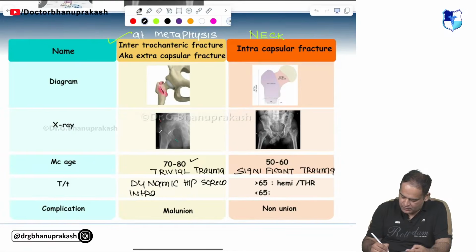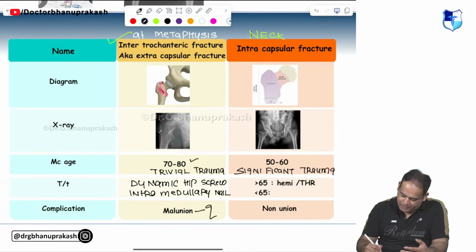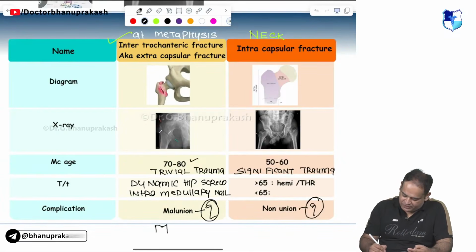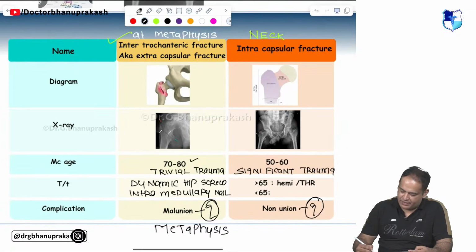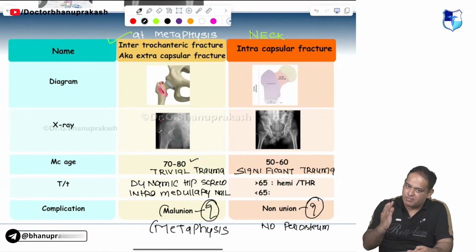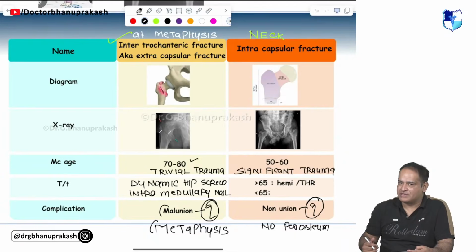or intramedullary nail. Now, intracapsular treatment we'll read on the next page, but you must remember that extracapsular complication is malunion because the fracture occurs at metaphysis, and intracapsular complication is non-union because there is no periosteum. So M for metaphysis, M for malunion. N for non-union because N for no periosteum.